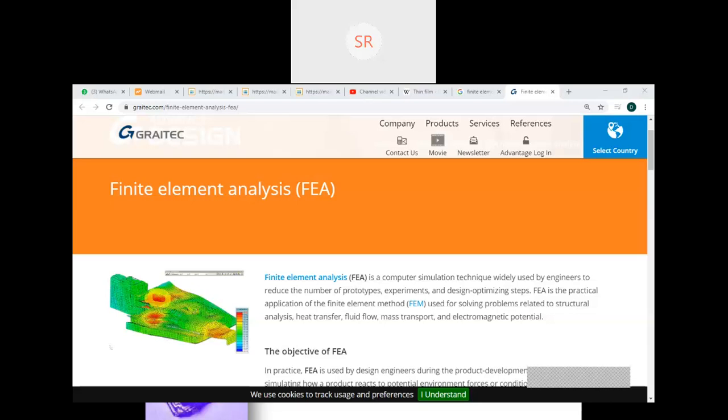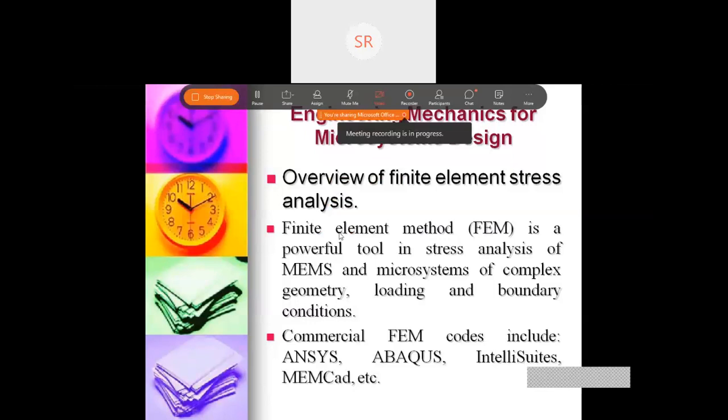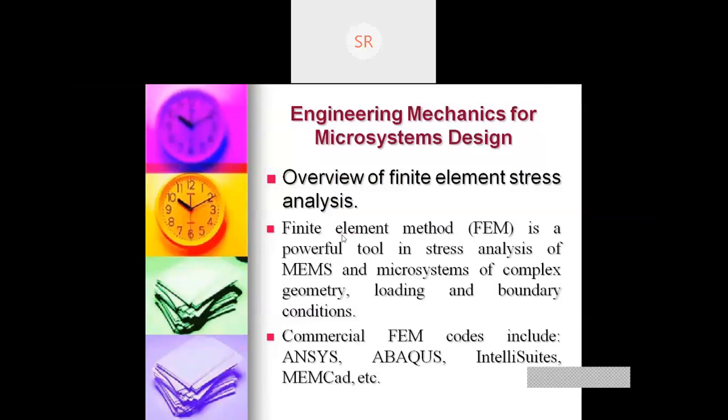So that is the purpose of doing the finite element analysis.